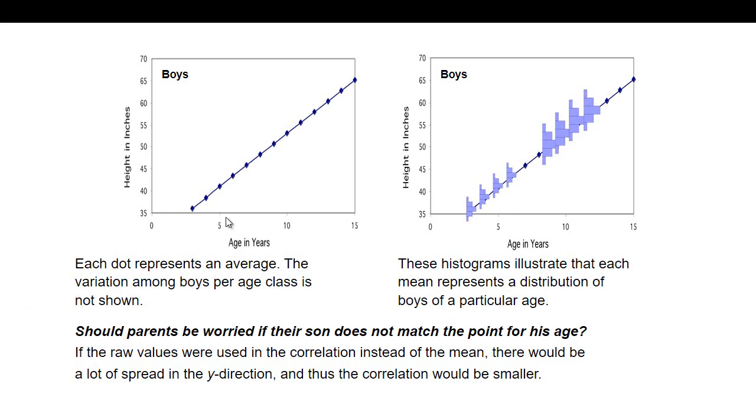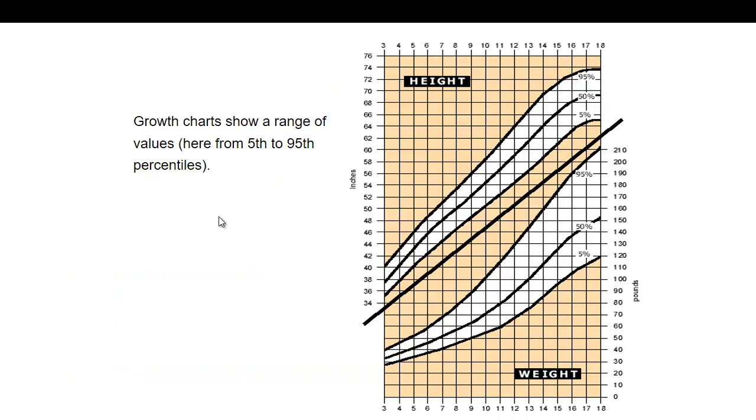So if a parent finds out that their boy's height is below the regression line here, should they be worried? Well, the answer is no. Here I have the growth charts that you typically see from pediatricians. The straight line here is still the regression line using mean height or average height.